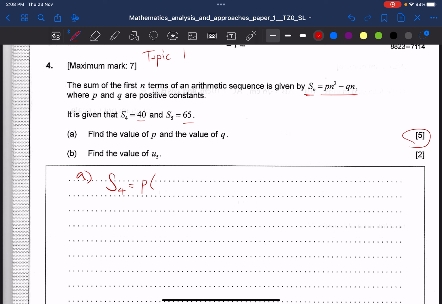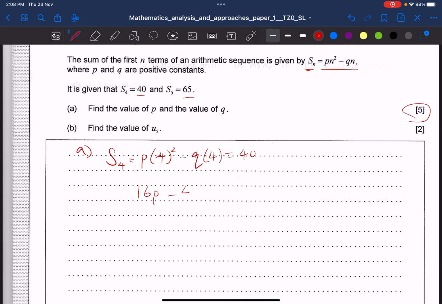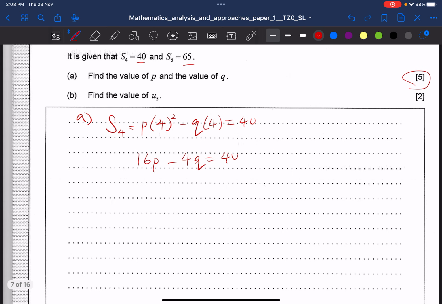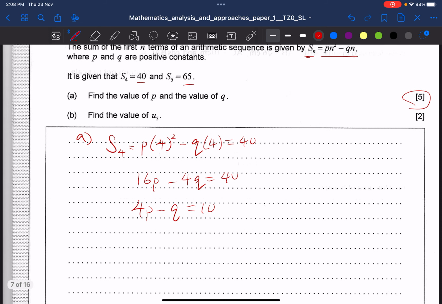So p times 4 squared minus q n. So n is 4 here. And this equals 14. Okay, so I think it's like 16p minus 4q equals 14. And to make my life a little bit easier, I'll probably just divide all of the terms here by 4. Okay, yeah, I think this is our first equation here. Probably maybe you can use elimination later.